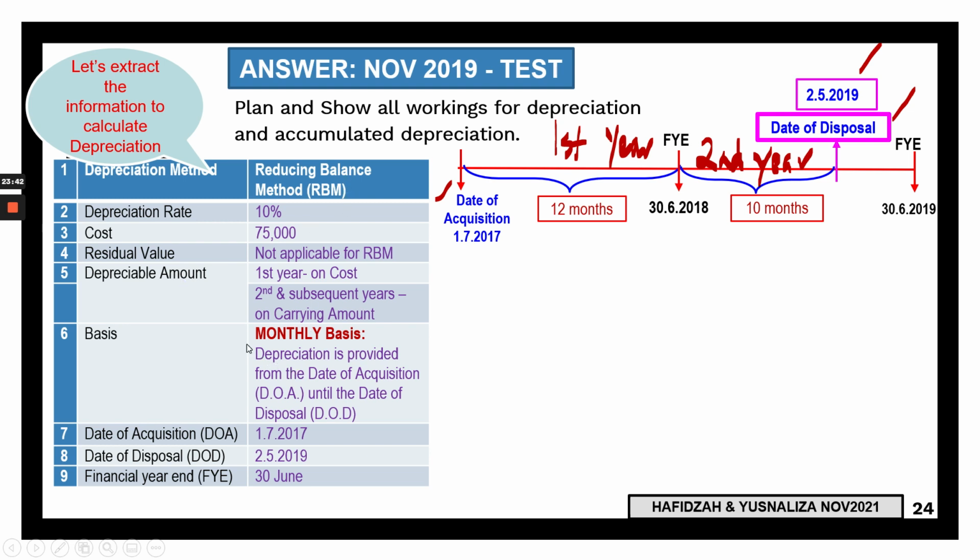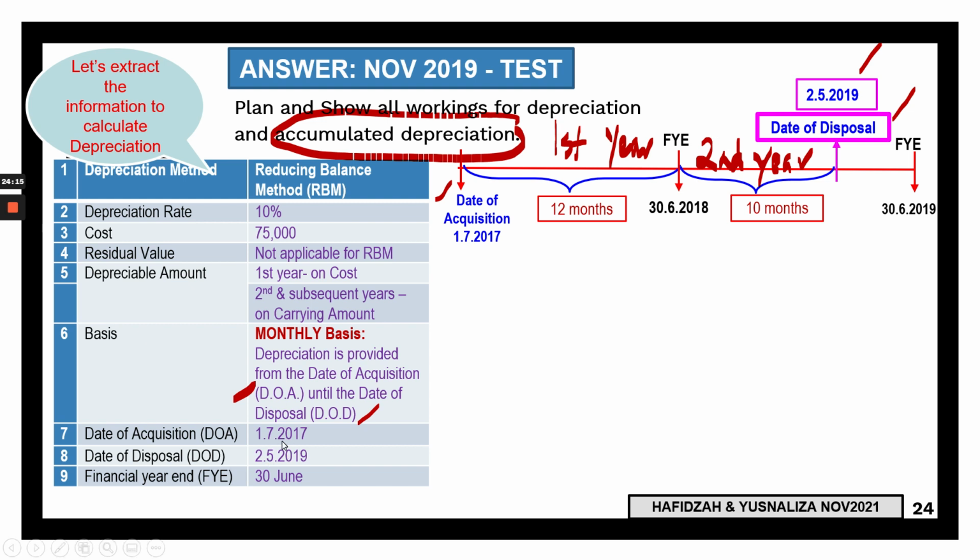So a carrying amount, please recall, carrying amount is cost minus accumulated depreciation. In this question, monthly basis is being also adopted. So depreciation will be provided from the date of acquisition up until the date of disposal. Meaning that for the 22-month period, depreciation must be provided, and that will give you the accumulated depreciation. But the one that you calculate per year is the depreciation expense.